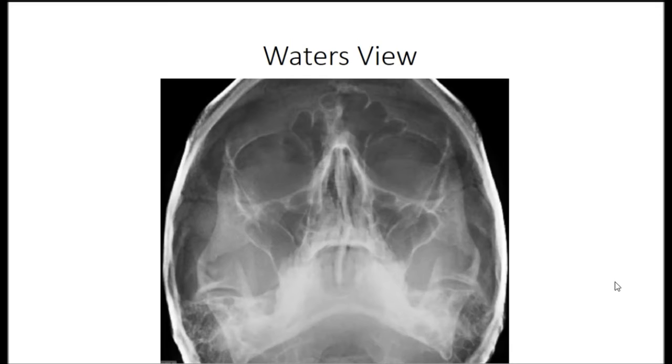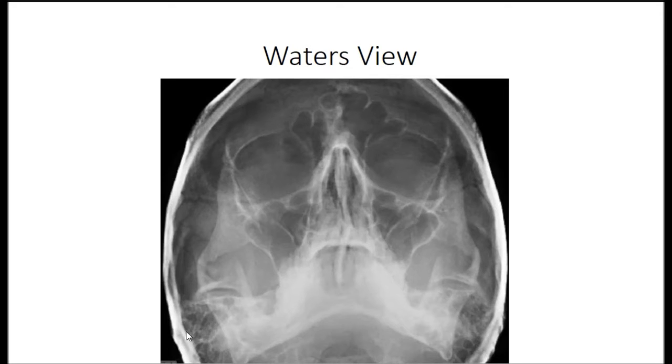So this is an example of the Waters view, and you can see here we have a good look at the nasal septum. We can see the orbits right here, so the orbital walls, the rim of the orbits here and here. We have a good view of the maxillary sinuses right here and the mandible right there. So if there's a mandibular fracture, we may be able to see it here. On this view, we can see the mandibular condyles on this side. This side we can't see it so well, but it's over there.